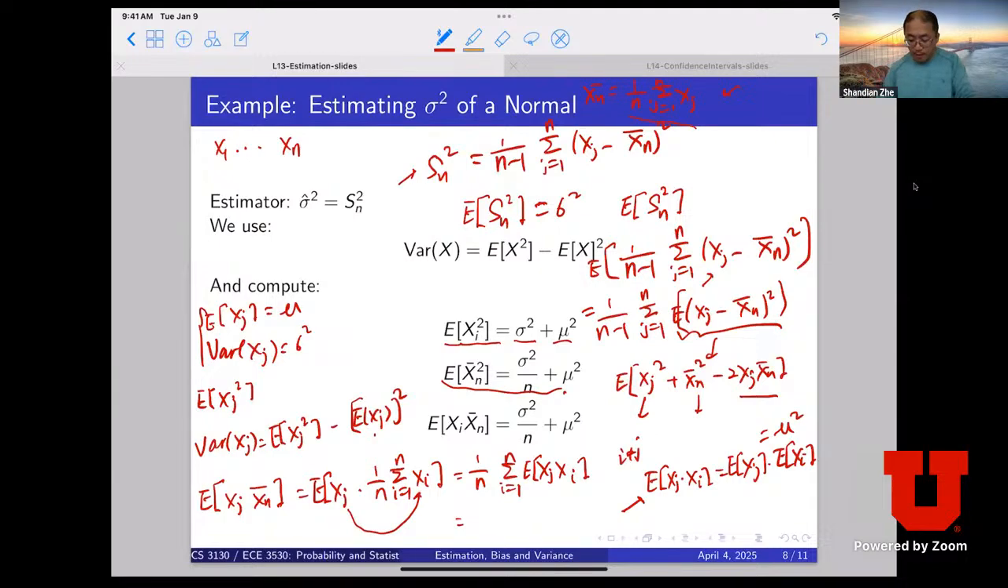Okay. And there's another case where i is the same as j. In this case, we cannot decompose, because xj is not independent of xj. Then it becomes xj times xj, which will be the expectation of xj squared. And what is the expectation of xj squared?